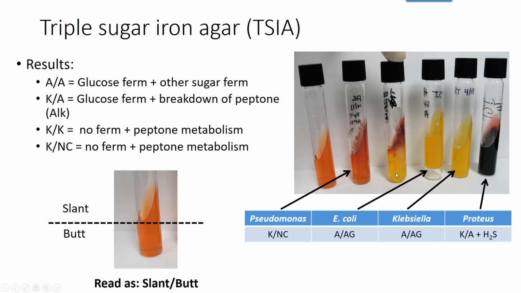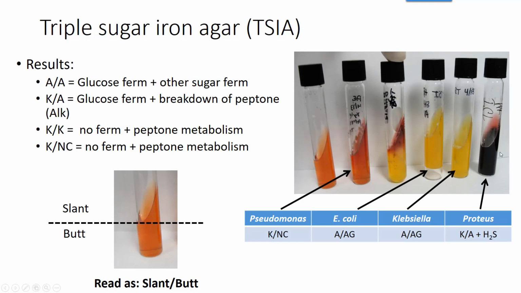Again, we're always recording what's happening in the slant, what's happening in the butt. Now, possible positive reactions. I know I kind of skipped ahead and I may have lost you. I apologize. One possible positive reaction is A over A. Another possible positive reaction, K over A. That's what this tube is showing, but it's harder to see.